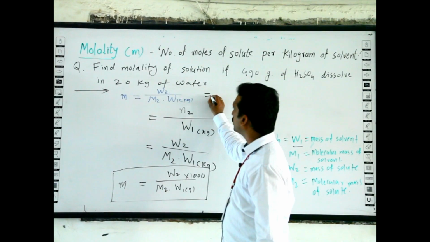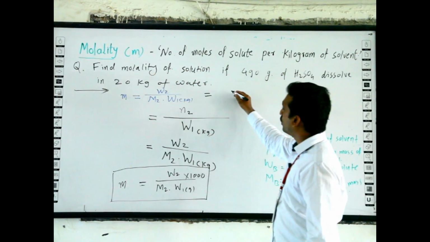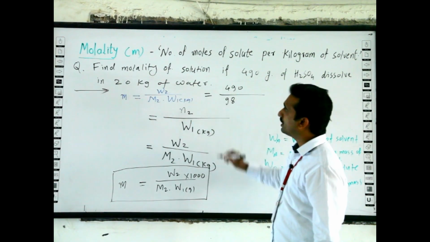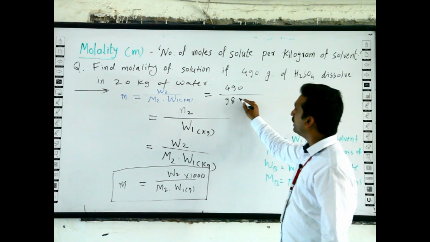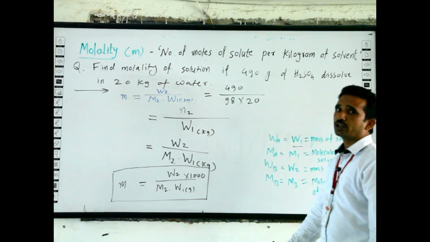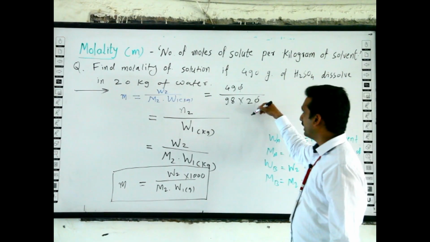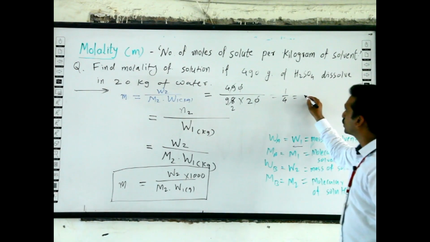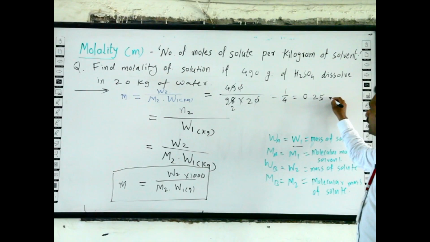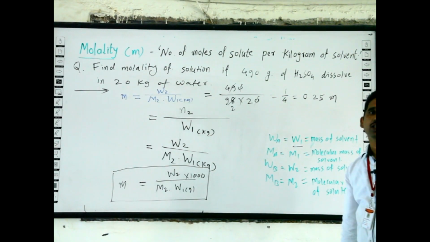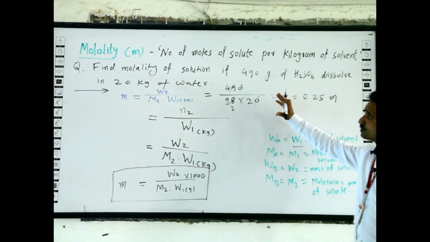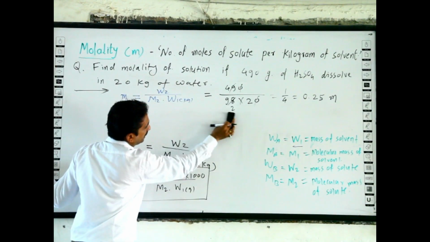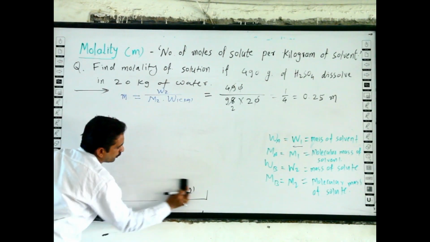W2 equals weight of 490 gram divided by M2 is 98 into W1 is 20 kilogram. Here it gets cancelled, this becomes 2 and 1 by 4 equals 0.25 molal is the solution. By using the formula we will get the answer. There will be another type of question.